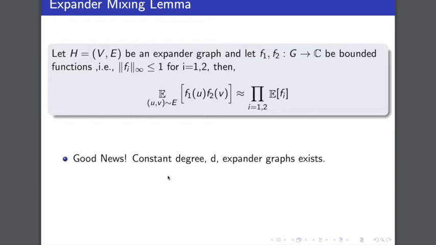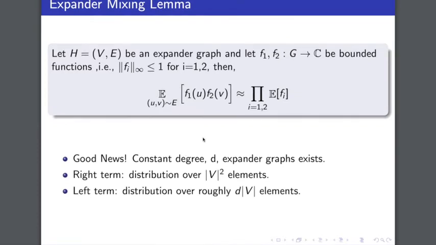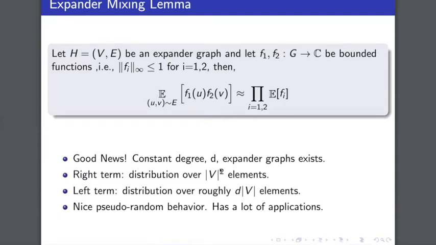So if we take an expander graph of constant degree D and consider the right term and left term, we look at the distributions. On the right-hand side, we have a distribution over roughly V squared number of elements. On the left-hand side, we have a distribution over roughly D times V number of elements. If D is a constant with respect to the cardinality of the set V, then D times V is way smaller compared to the cardinality of V squared. So this is a nice example of pseudorandom behavior, and it has a lot of applications.